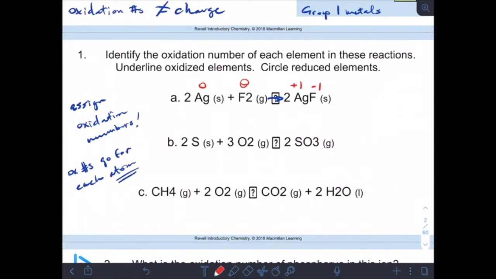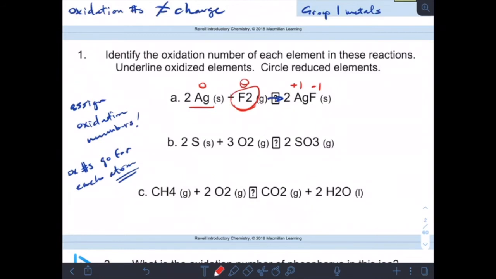So let's circle the fluorine because the fluorine has been reduced. And then the oxidized element was the silver. We said to underline, sorry. Underline the oxidized. All right, so let's assign oxidation states for line B.